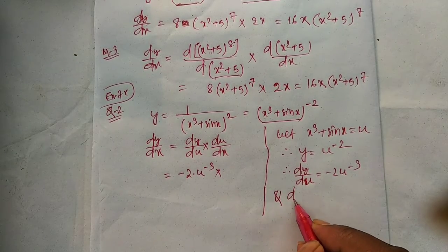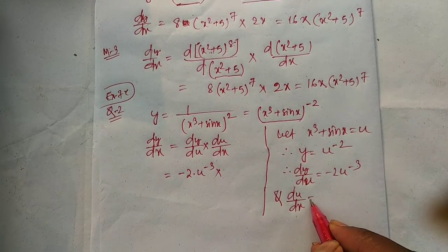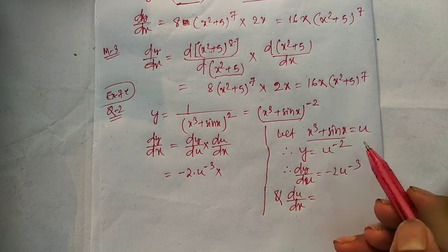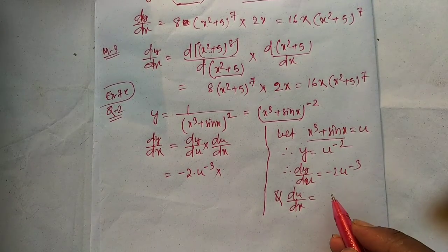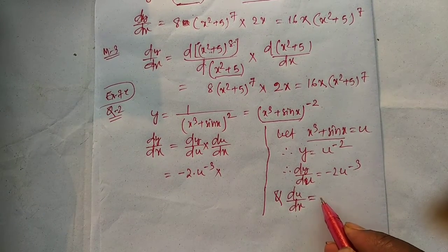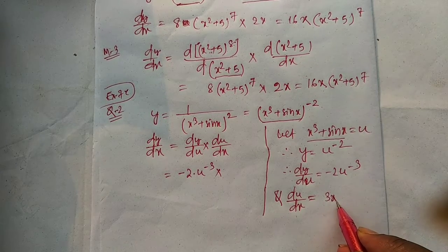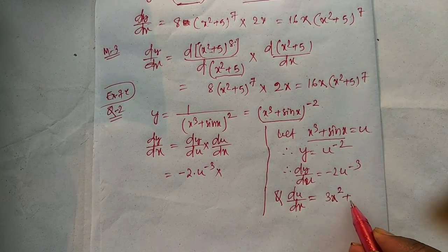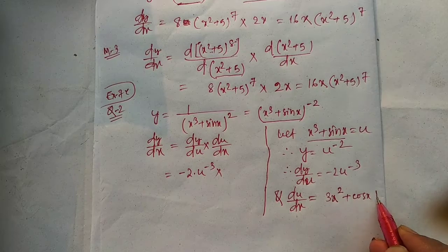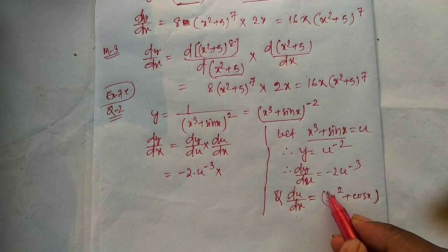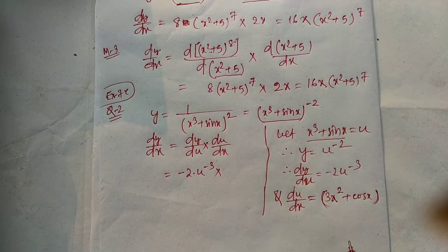And du by dx will be how much? Here this quantity is a direct function of x, so we can differentiate with respect to x. Here its derivative will be 3x square plus cos x according to the addition theorem. So just put the value here.